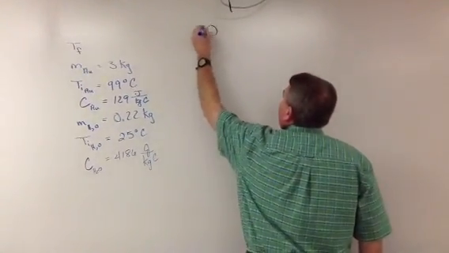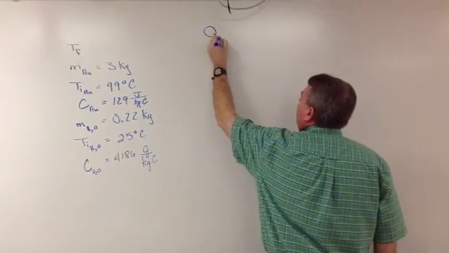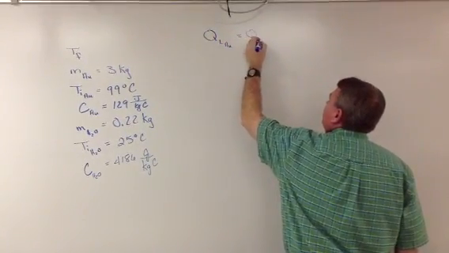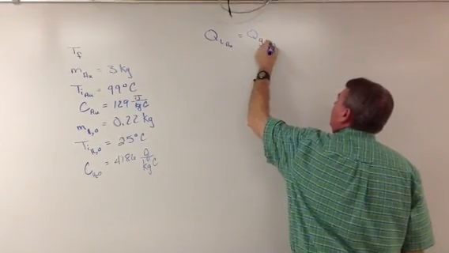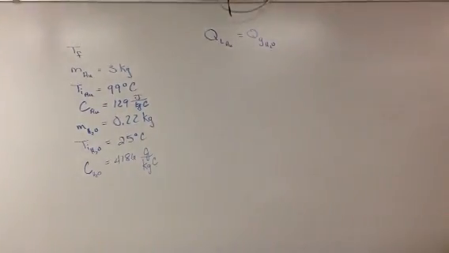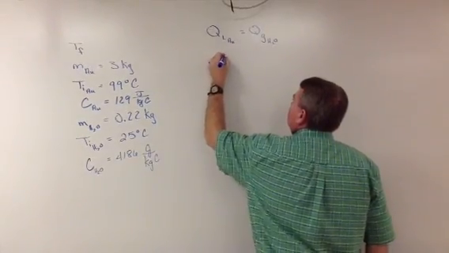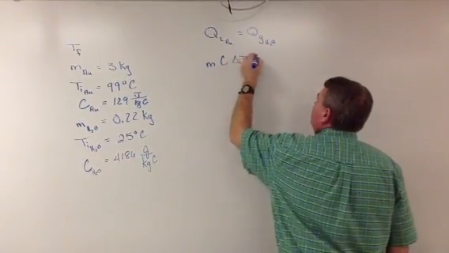Now, the gold is being lowered into the water. So the heat lost by the gold is going to be equal to the heat gained by the water, and we'll set up our equation like this. Now, Q is equal to mass times specific heat times the change in temperature.